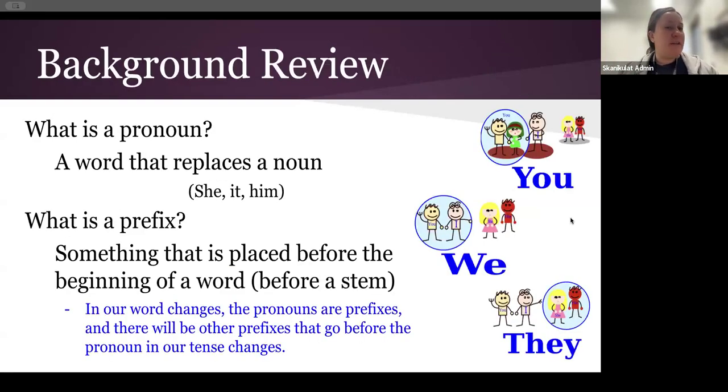So, just to briefly give a background, I do this at the beginning of every single verb conjugation lecture to give you a background in pronouns, because we learned pronouns in previous lectures.